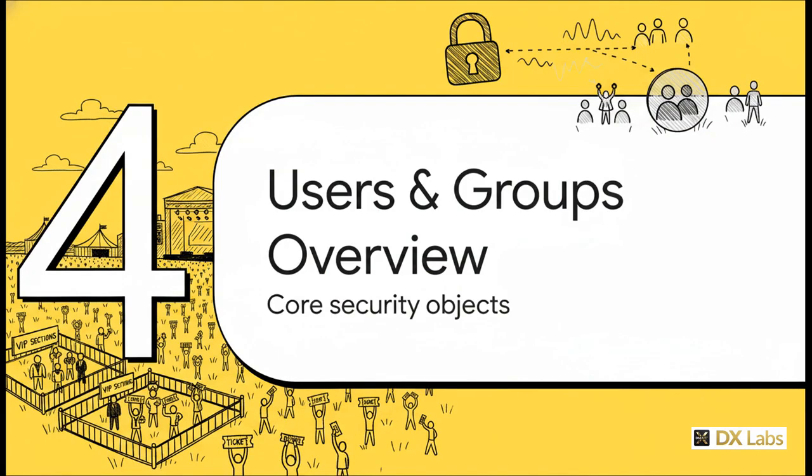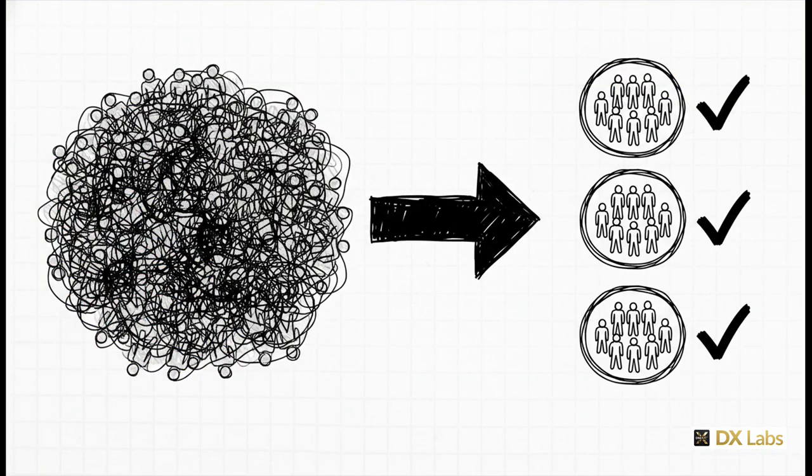All right, let's switch gears to our users and groups overview, taking a look at these core security objects. Imagine a massive music festival. Users are the individual concert goers, each holding their own unique ticket, while groups represent entire VIP sections that security can manage as a single block, rather than checking individual tickets one by one. Translating this to the Microsoft Entra ID reality, users and groups are your core security objects.